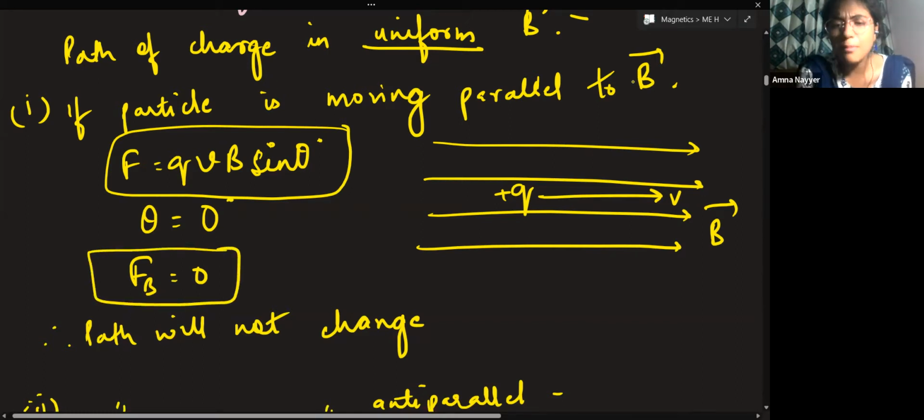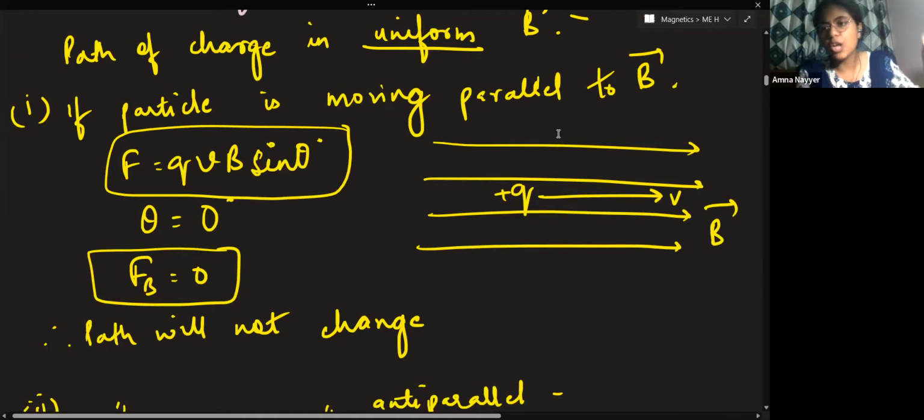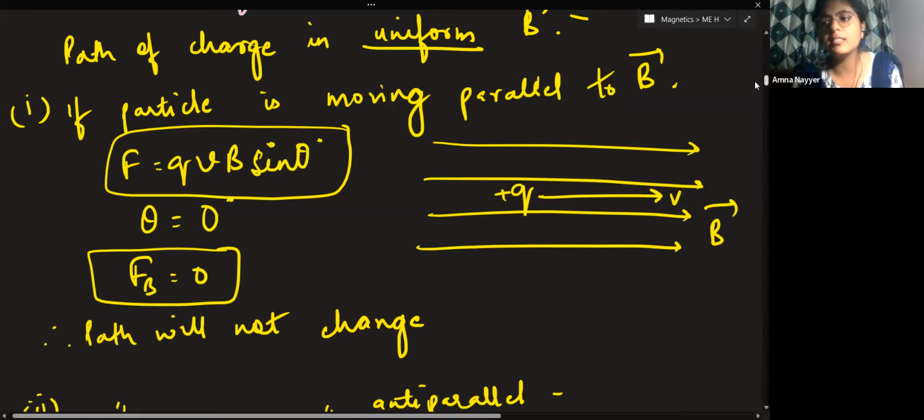So it shows that the path will not change. Since there is no magnetic force to change the direction, what happens? The charge is moving, and it will keep on moving. It will not change its direction if it is moving parallel. Reason? Sine 0 is 0. The angle between V and B is 0, so if the magnetic force came out to be 0, there's no need to change direction. The second case is also easy, as I've told you. First case done: parallel, 0 degrees, force 0, path does not change. Second case, anti-parallel.